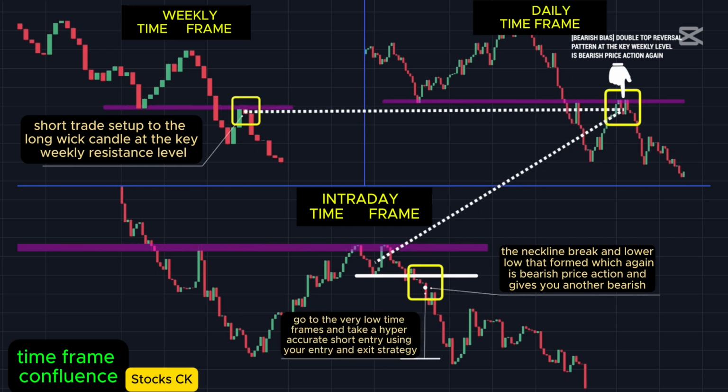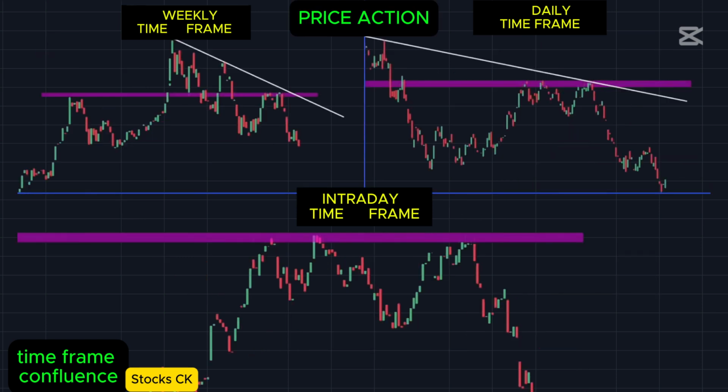You would then go to the very low time frames and take a hyper accurate short entry using our entry and exit strategy. Now we apply the same method to a great short trade. The top left is the weekly time frame. The top right is the daily time frame. And the bottom chart is the 4-hour time frame.